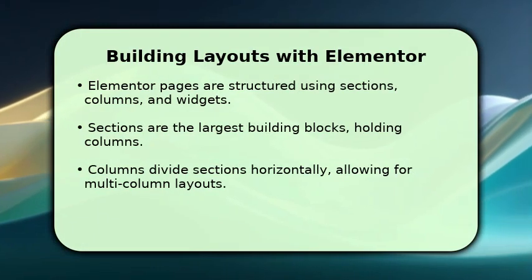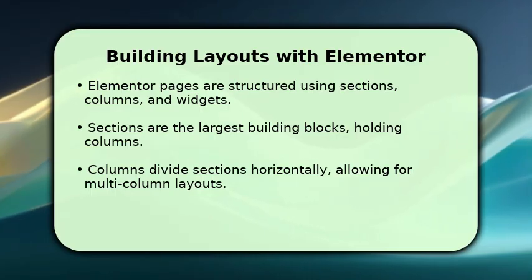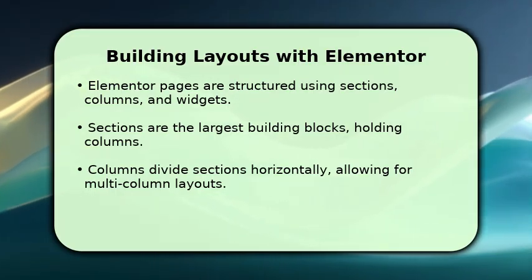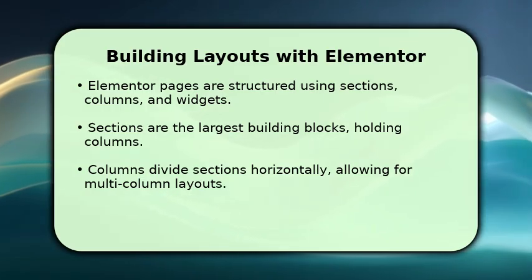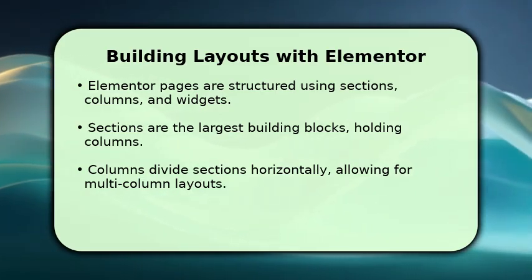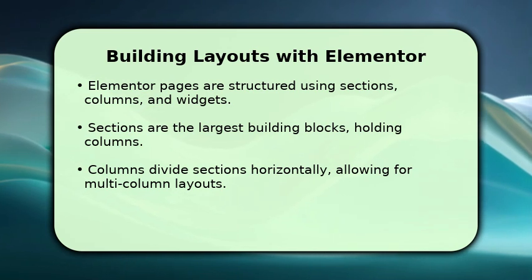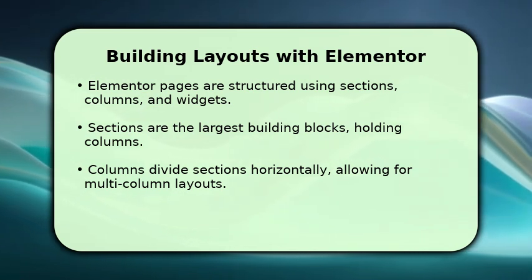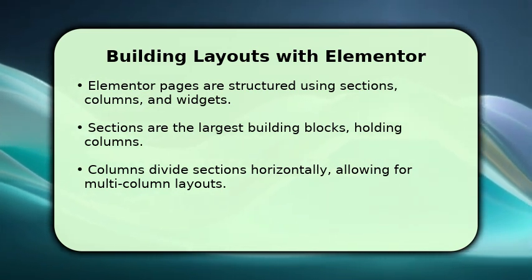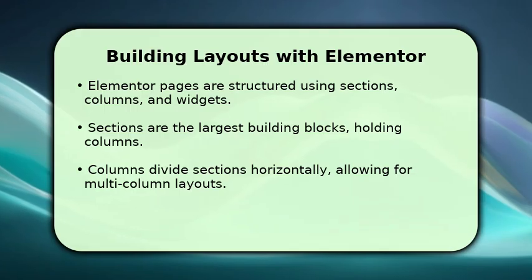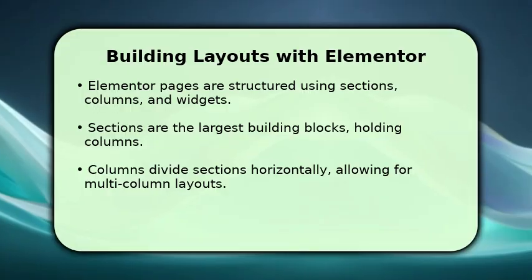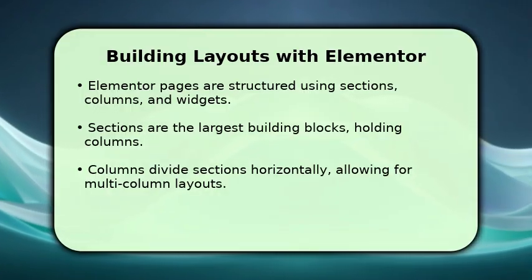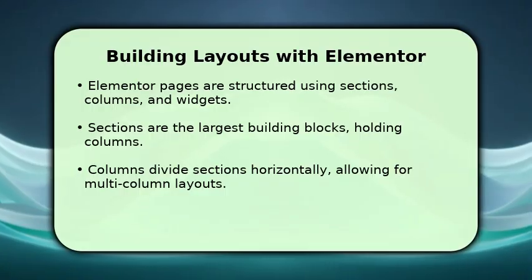Building a page in Elementor involves understanding its hierarchical structure. Sections, columns, and widgets. Sections are the primary containers, and within them, you can add columns. Columns allow you to create multi-column layouts, like a 2-column or 3-column design. You can easily resize columns by dragging their edges or by setting precise percentage values in the layout options, giving you full control over your page structure.